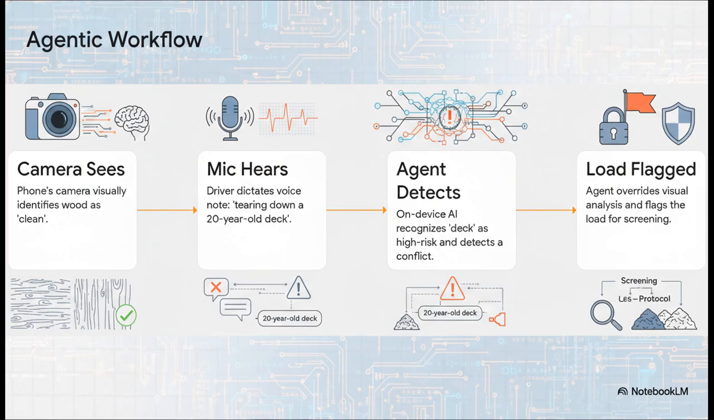It's a multimodal, agentic workflow. So the AI doesn't just see the wood. The camera might say, yep, looks clean. But it also hears the driver dictate a voice note saying, tearing down a 20-year-old deck. The AI agent processes both of these inputs simultaneously, and it thinks, hold on, a 20-year-old deck is high risk for chemical treatment. It detects a conflict between what it sees and what it hears, and bam, it overrides the visual analysis and instantly flags the load for that mandatory scientific screening. It's making a smarter, safer call, right on the spot.